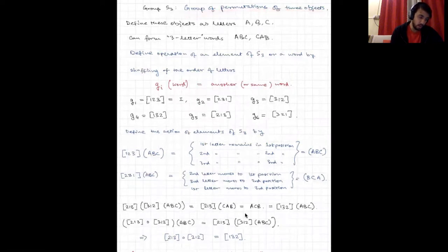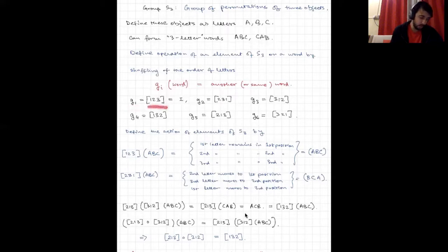So we are going to define these as letters, letters A, B, and C. These letters can form three-lettered words like ABC and CAB, and so on. We are going to define an operation of an element of S3 on a word by reshuffling these letters. So g_i, which is an element of S3, when it acts on a word, takes you to another word. It can take you to the same word, in which case it is the identity element. G1 is the identity element.